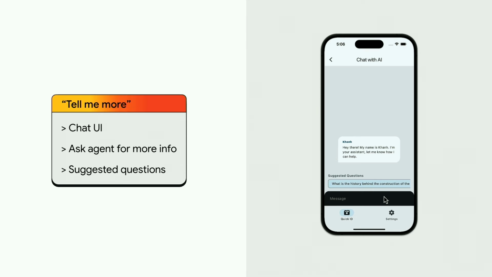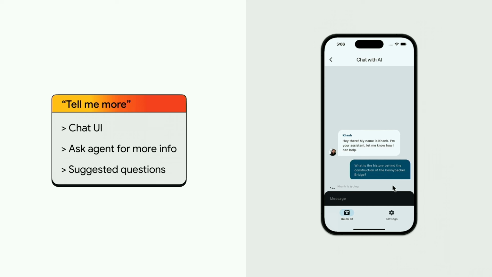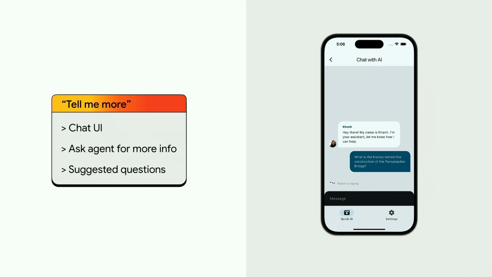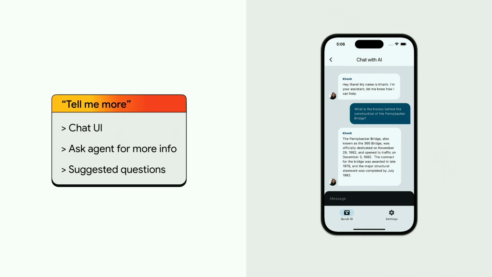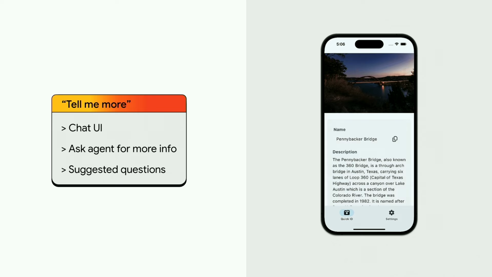This Tell Me More feature presents the user with a chat UI where they can ask their AI agent, Khanh, for more information about the subject in the photo. We'll surface Gemini's suggested questions here as well.